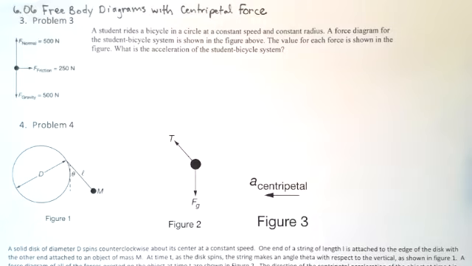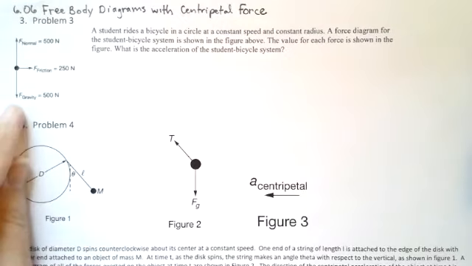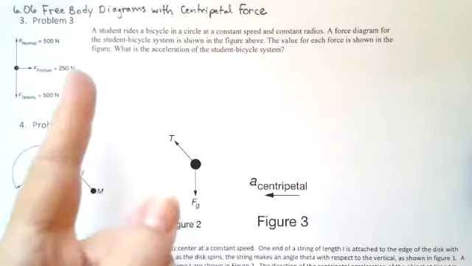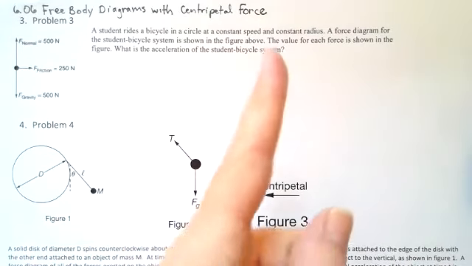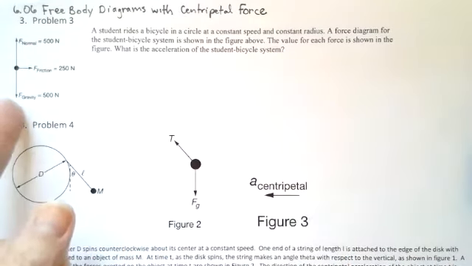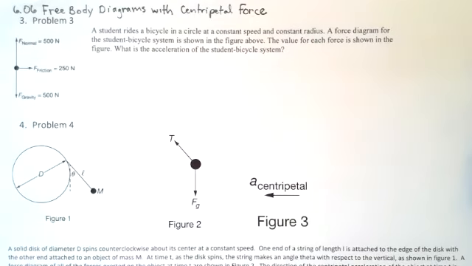If a student rides a bicycle in a circle at a constant speed and constant radius, a force diagram for the student bicycle system is shown above. The value for each force is shown in the figure. What is the acceleration of the student bicycle system? So this looks like a regular free body diagram, but the motion's circular and it would be coming up out of the paper and going back down into the paper. So we're getting a side view of this student riding his bike around the curve, maybe going around the track.